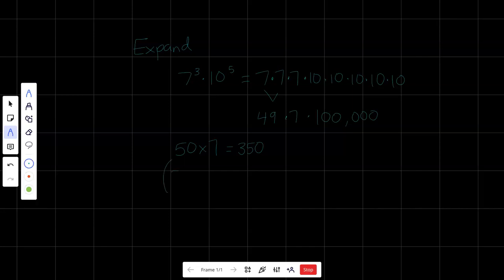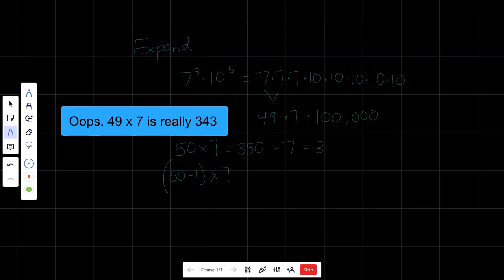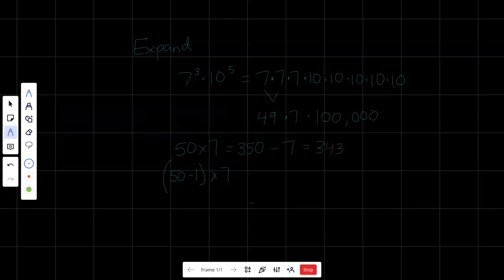So 50 times 7 is like 50 minus 1 times 7. So what I did is 50 times 7 is 350, but then I was 1 over 7 times, so I really need to subtract 7 here. So 49 times 7 is really 343. So I have 343 times 100,000.